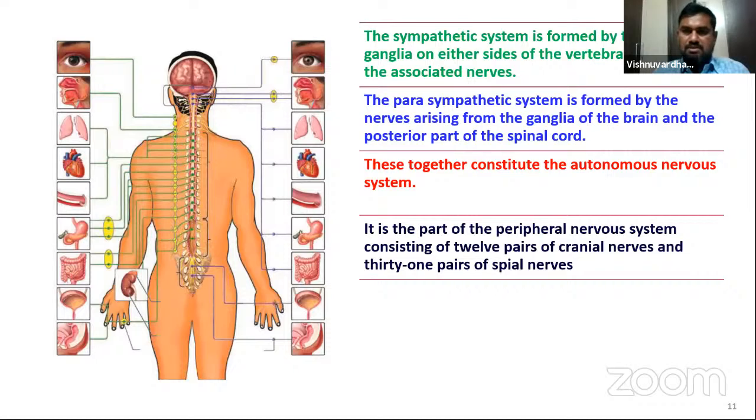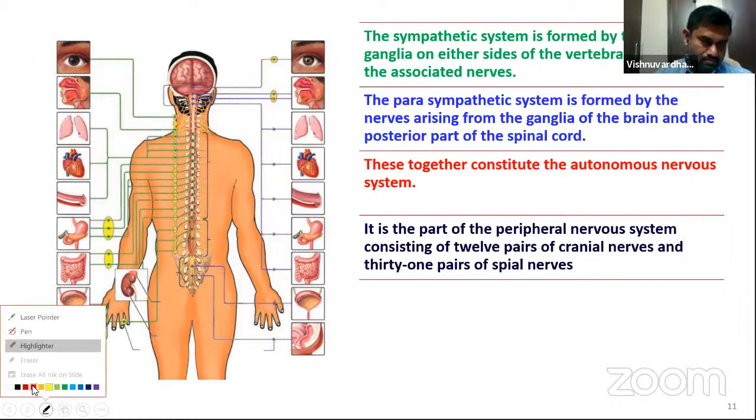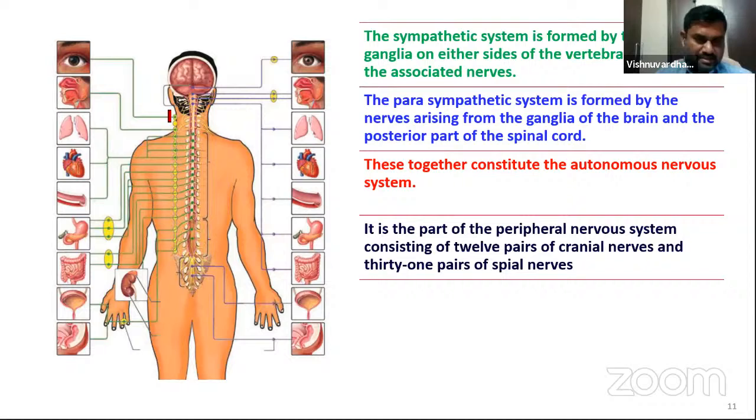The sympathetic system is formed by the chain of ganglia on either side of the vertebral column and the associated nerves. Here we have to understand the word ganglia. Ganglia is nothing but the junction of the neurons, the junction of the different neurons. Okay, the sympathetic system is formed by the chain of ganglia on either side of the vertebral column and the associated nerves. You can see the ganglia here.